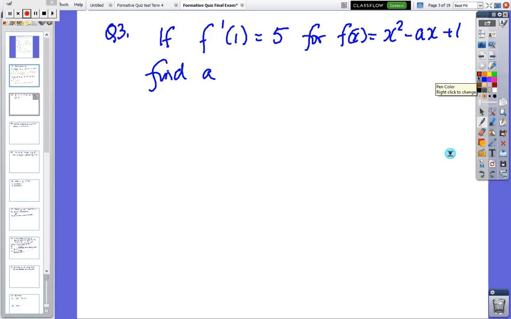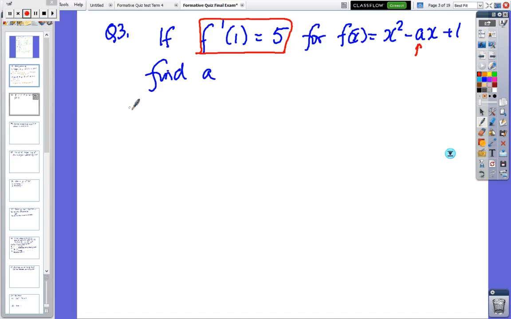Okay, if f dash of 1 equals 1 for f(x) equals x squared minus ax plus 1, find the value of a. So you get a clue, and you've got to find the missing a value. Okay, so if you're not sure, then pause for 5 seconds and then come back live, otherwise have a go.